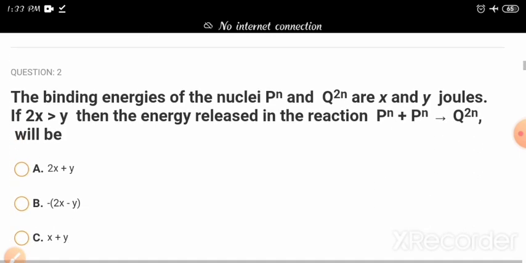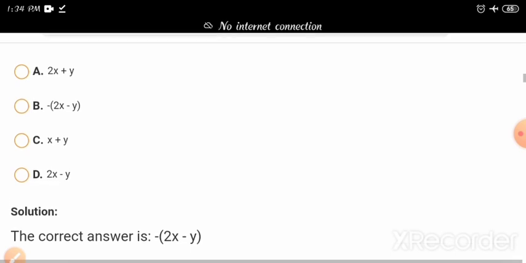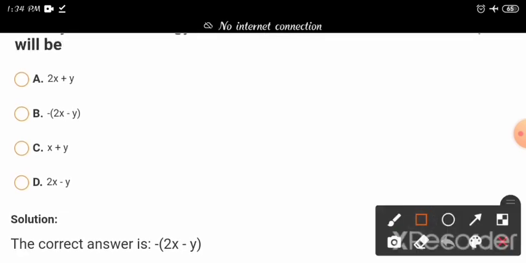Now question number 2, friends: the binding energies of the nuclei P^n and Q^n are X and Y joules. If 2X is greater than Y, then the energy released in the reaction P^n + P^n = Q^2n is, with options A, B, C and D. The correct option is 2X minus Y. So option B should be the correct answer, friends.